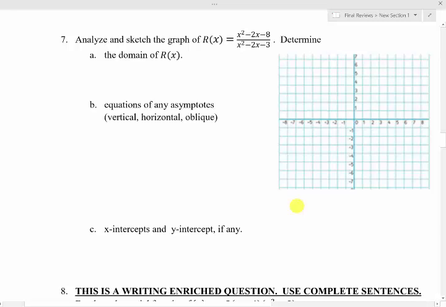Number 7. Analyze and sketch the graph of r of x equals x squared minus 2x minus 8 over x squared minus 2x minus 3 by determining the following. The first thing I want to do is go ahead and factor the numerator and denominator of this rational function. It'll make it a little bit easier for us to work with.